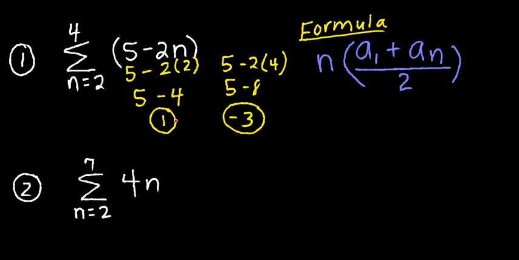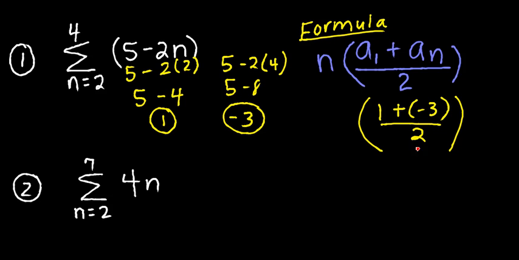What I'm really going to do is add those two terms together and divide by 2 in this formula. So A1 is my 1, An is my negative 3, and I'm going to divide this whole thing by 2. Basically what I'm doing is finding the average, or mean number. If I had a sequence of 100 numbers, I'd be finding the average or mean number of those numbers.